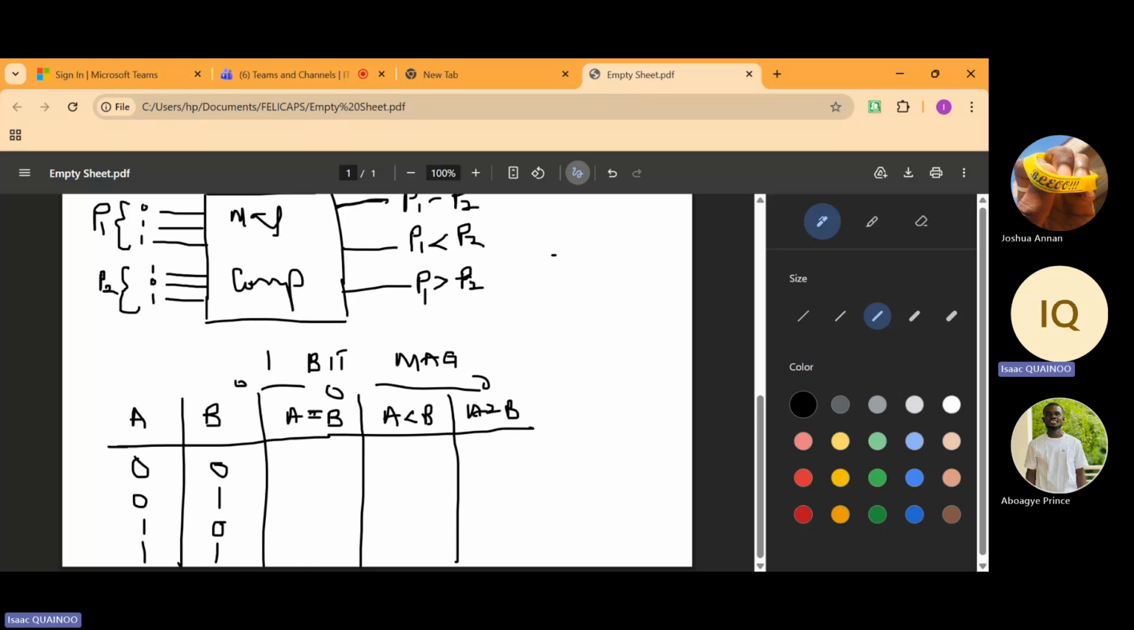So if we have these input combinations, let us compare A and B, starting from the first one. So 0 and 0. Let's ask ourselves, is 0 equal to 0? Is 0 less than 0, or is 0 greater than 0?